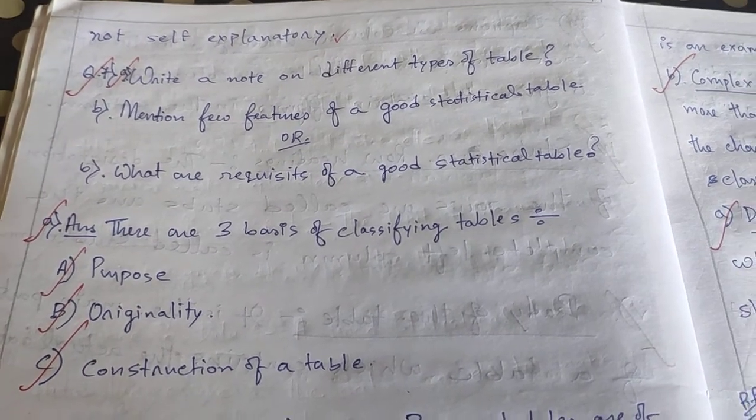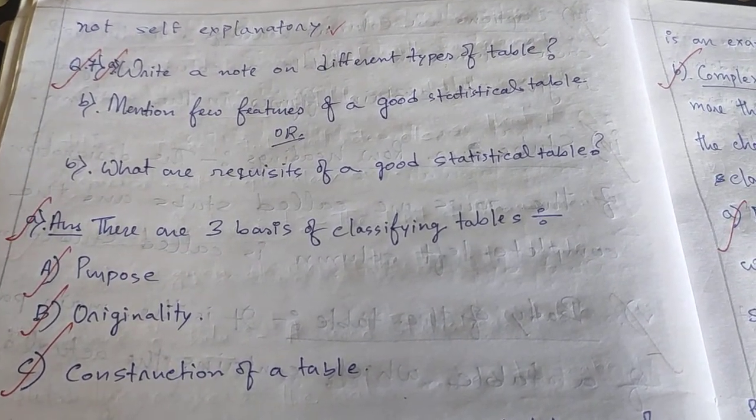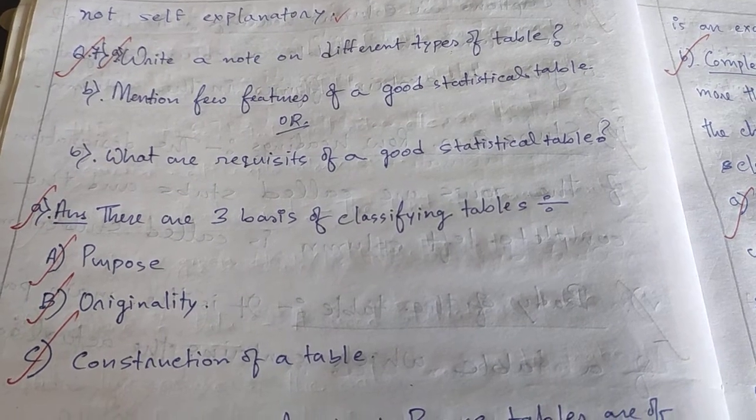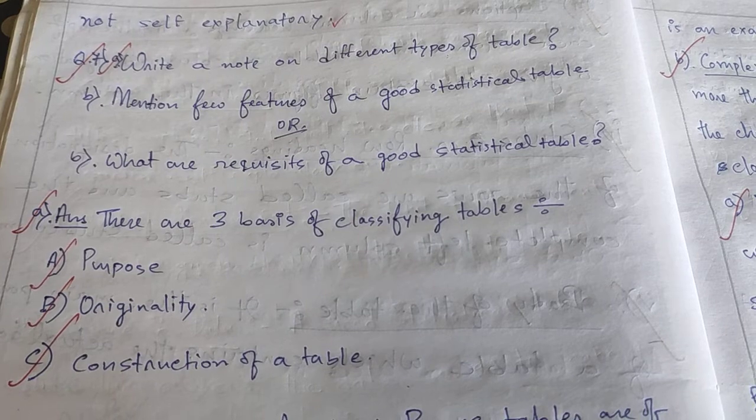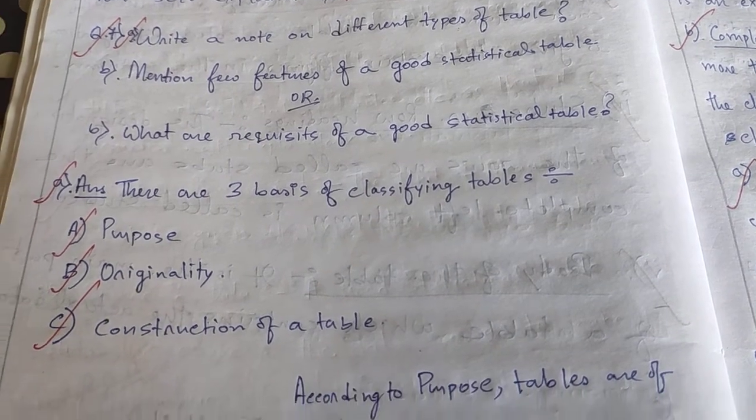তো চলো কন্টিনিউ করি। কোয়েশ্চেন নাম্বার 7 এ রাইট এ নোট অন ডিফারেন্ট টাইপস অফ টেবল। কোয়েশ্চেন নাম্বার বি মেনশন ফিউ ফিচার্স অফ এ গুড স্ট্যাটিস্টিক্যাল টেবল, or number B is what are the requisites of a good statistical table.